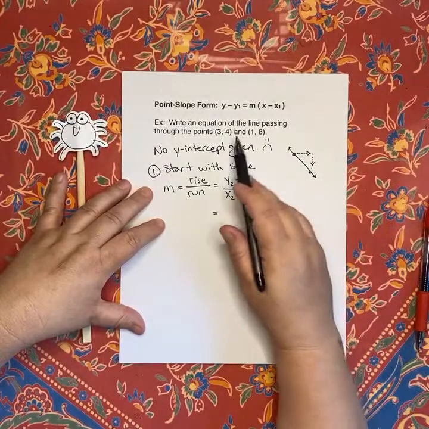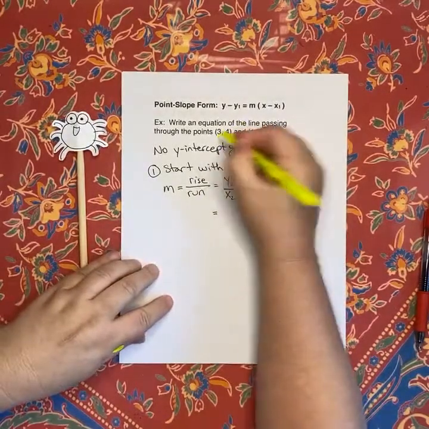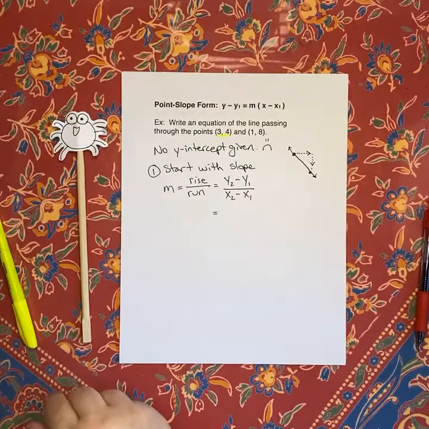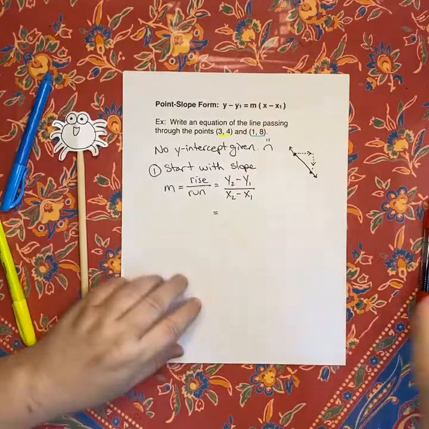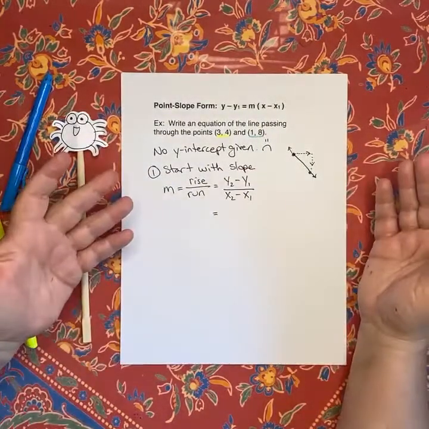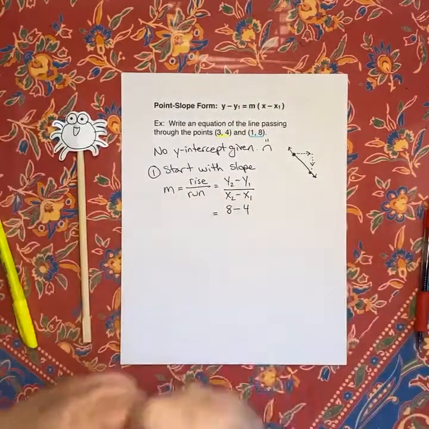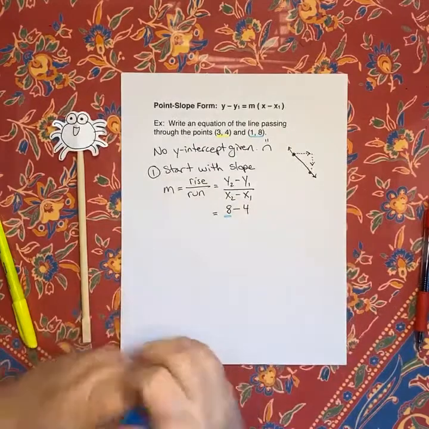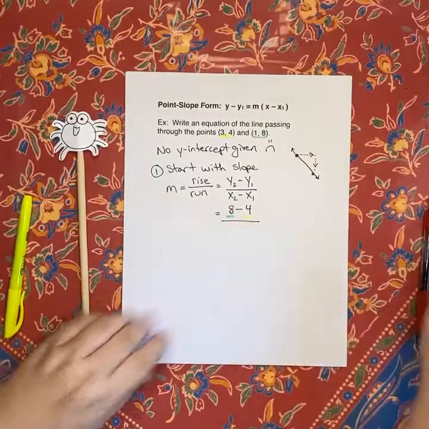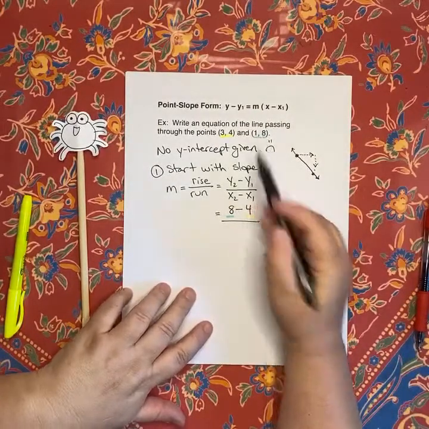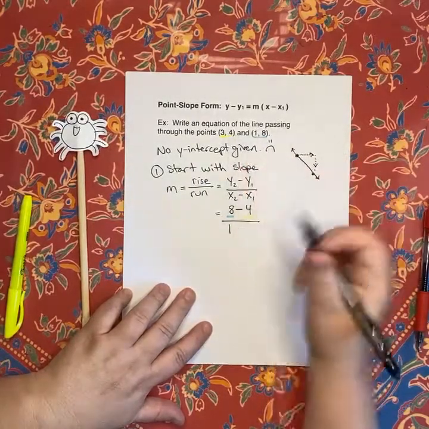So here I have to pick one of the 2 points to start with. I'm going to call 3, 4 my yellow, and I'm going to let 1, 8 be my blue. Because the 8 is bigger than 4, you get to pick whichever one you want. I'm going to start with 8 and subtract 4. So here's the blue y, and I'm subtracting the yellow y on top. And then down below, I have to start with the same point. If I start with the blue one on top, I have to start with the blue one on the bottom, 1. And then I'm going to subtract the 3.